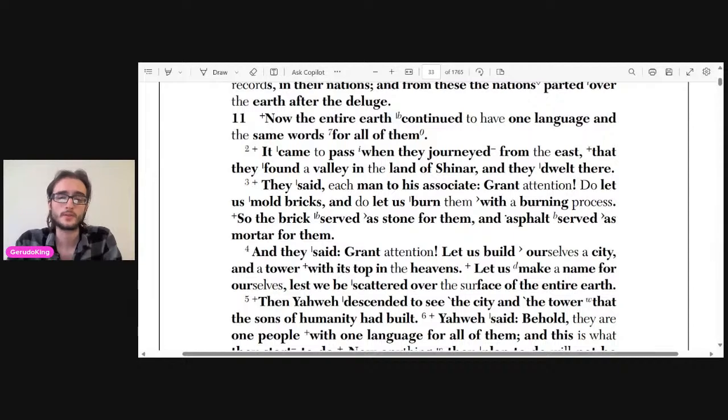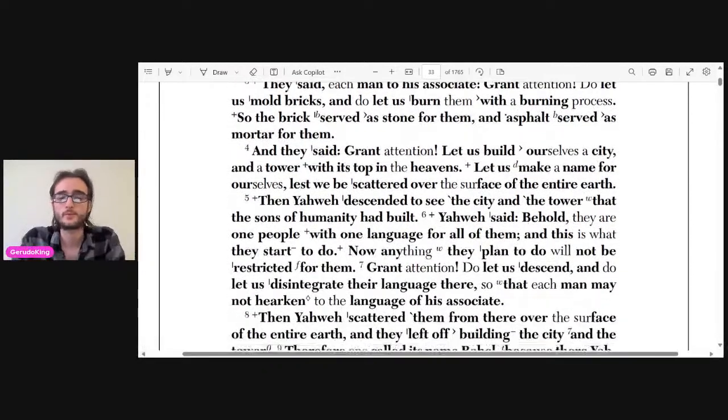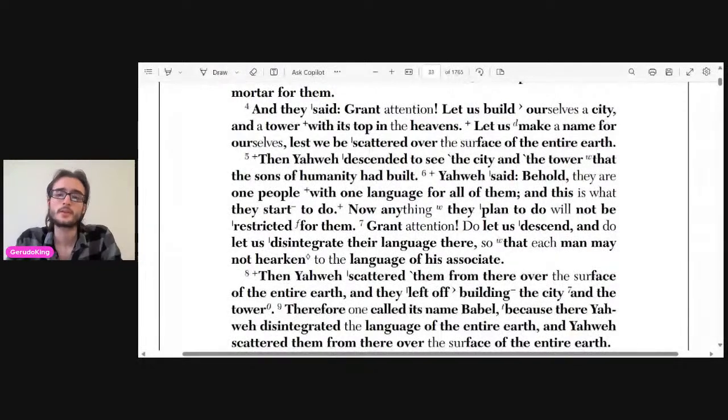And they said, grant attention. Let us build ourselves a city, and a tower with its top in the heavens. Let us make a name for ourselves, lest we be scattered over the surface of the entire earth. Then Yahweh descended to see the city and the tower that the sons of humanity had built. Yahweh said, behold, they are one people, with one language for all of them, and this is what they start to do. Now anything they plan to do will not be restricted for them.